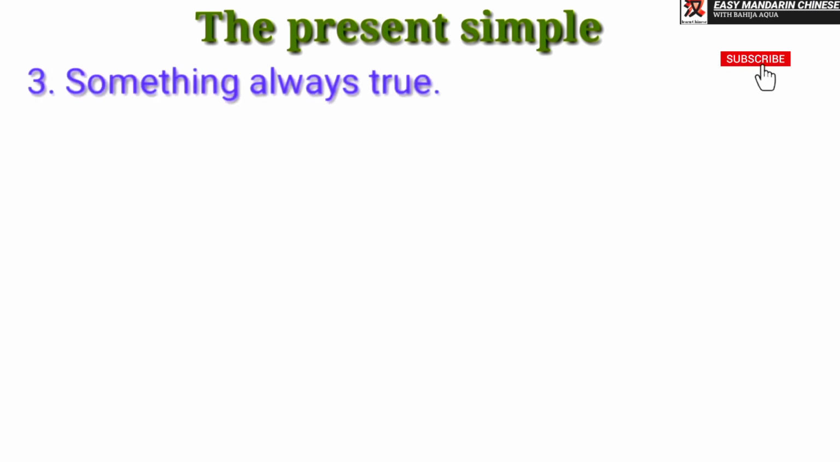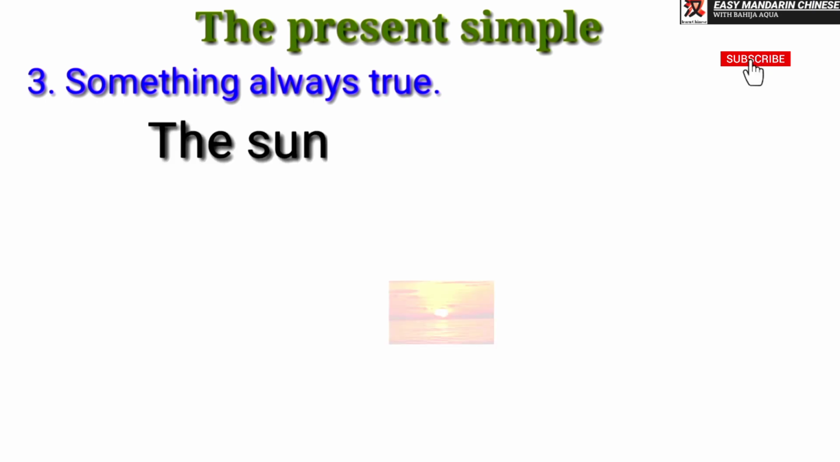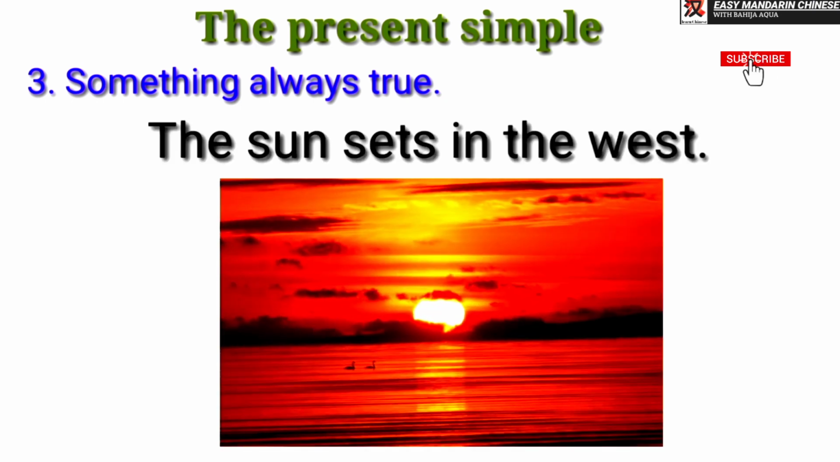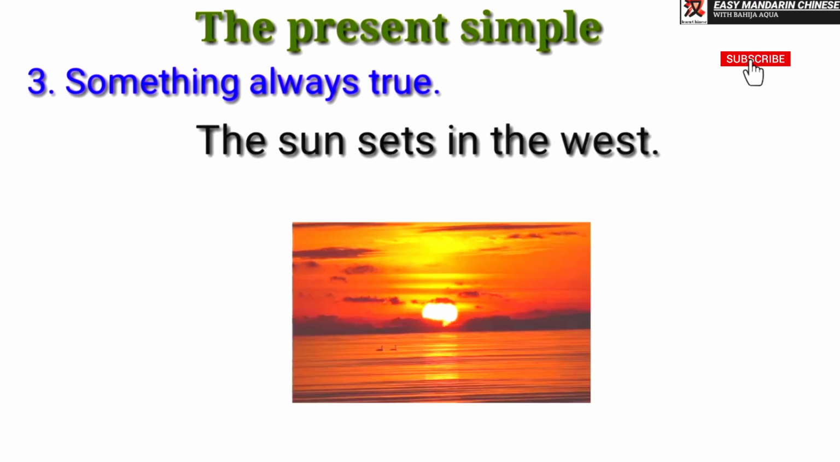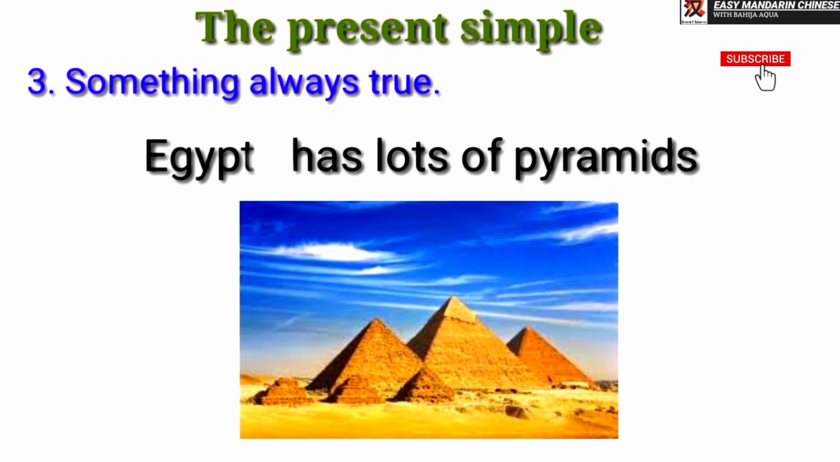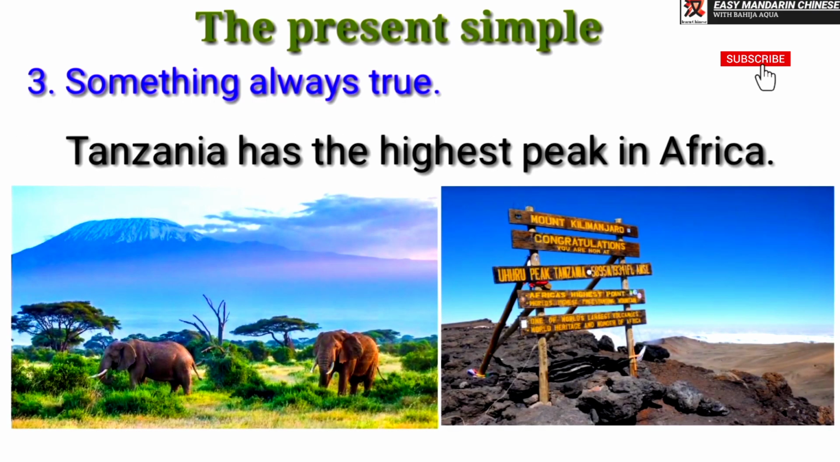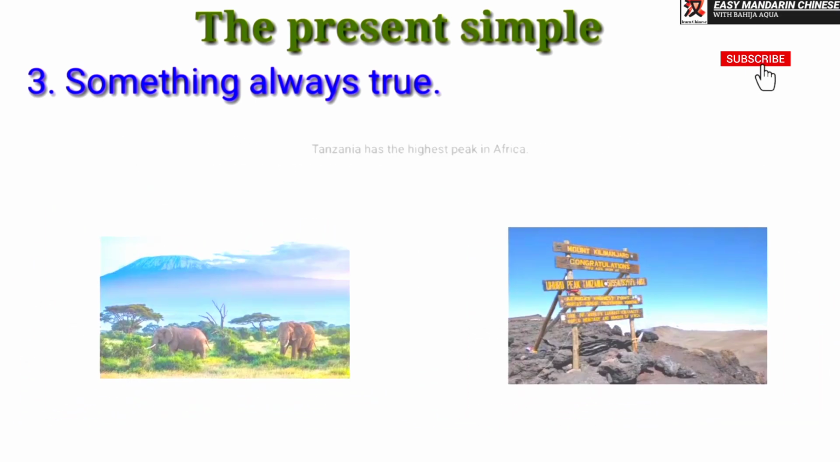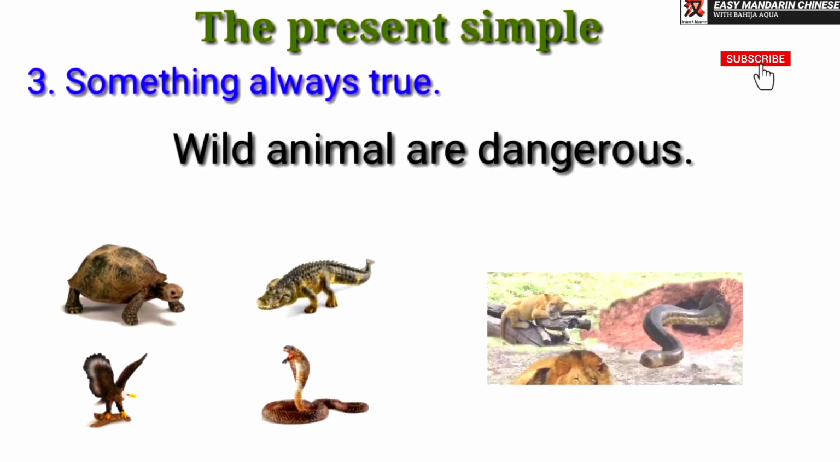The simple present is also used to express something that is always true. The sun sets in the west. Egypt has lots of pyramids. Tanzania has the highest peak in Africa. Wild animals are dangerous.